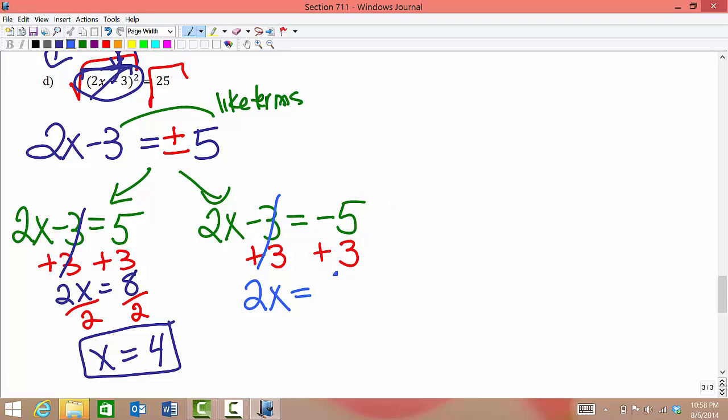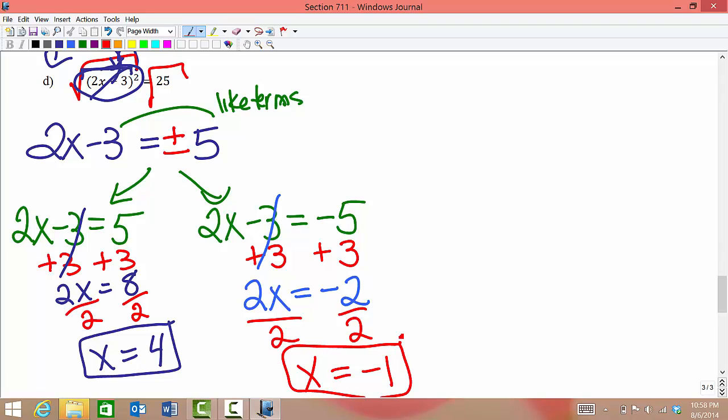So now on this side we get 2x is equal to minus 2, and then divide by 2, we get our second solution, x is equal to minus 1.